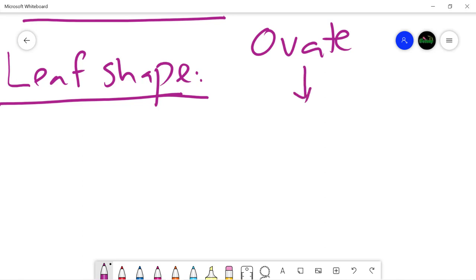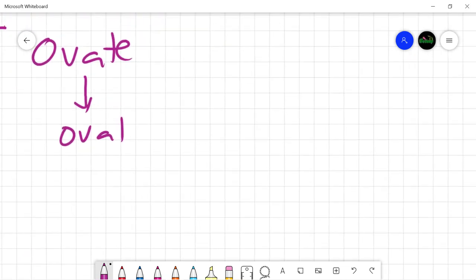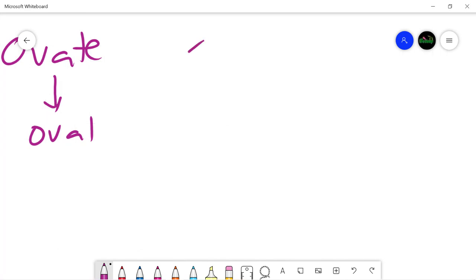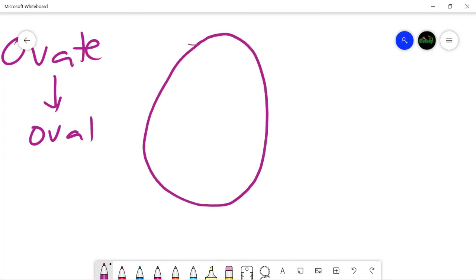Ovate is simply oval shape, and you know it is egg shaped. So here it is oval. So roughly an egg is somewhat like this. So this is an egg, oval shaped, although it is slightly tilted, but it is an egg.